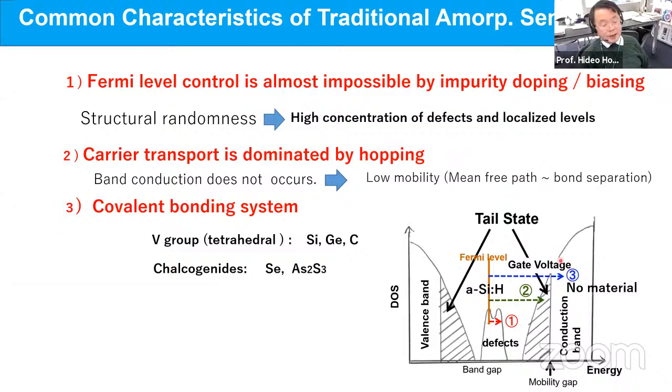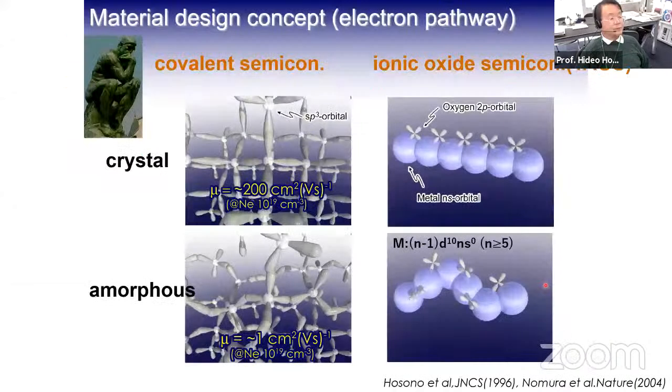Okay, the only exception is amorphous silicon. In the amorphous silicon case, hydrogen terminates the dangling bond. That's why the defect concentration is much reduced. But the Tail state density doesn't change so much, so the Fermi level can be shifted from here to here, but cannot go beyond the mobility gap. That's why in the amorphous silicon case, only hopping conduction occurs, as in a TFT. Okay, so we focus on the oxide system.